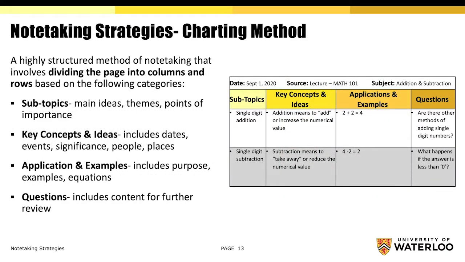The charting method of note-taking is a highly structured method of note-taking that involves dividing the page into multiple columns and rows based on the number and type of subtopics, key concepts and ideas, applications, examples, and questions. The charting method of note-taking can be used and expanded upon for the organization of research for a variety of large-scale projects and papers like literature reviews and capstone projects.